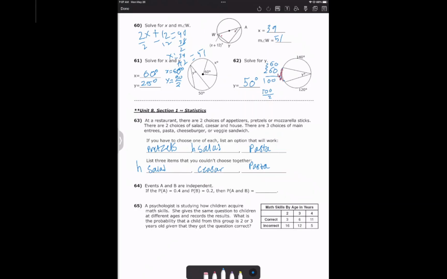All right, Lucius. All right. You will need to know that if 2 events are independent, the probability of A and B is just the product of the probabilities of A and B. So, what is 0.4 times 0.2? 0.08. That is it.